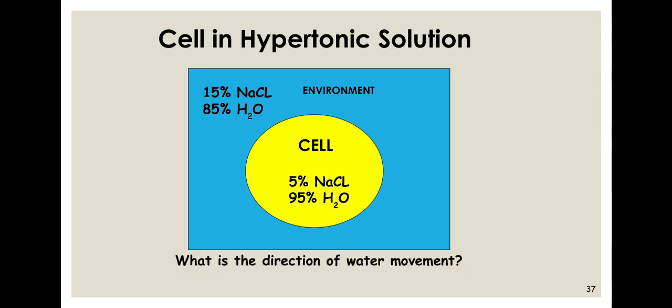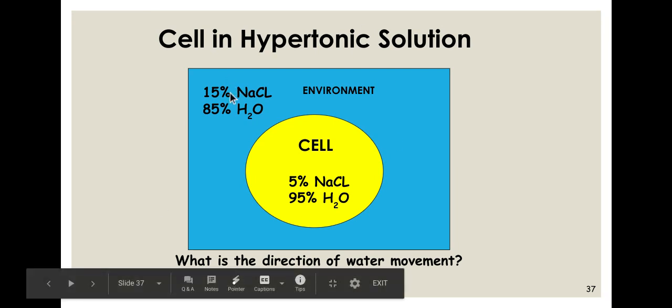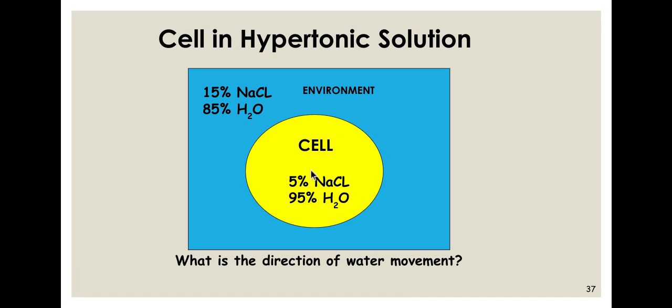So here's what we've got going on. We've got this environment where we've got a 15% salt solution and 85% water. Inside the cell is only 5%, and then we've got 95% water. Because there is more stuff on the outside, right? 15 is bigger than 5. The water that is inside this cell will move out.